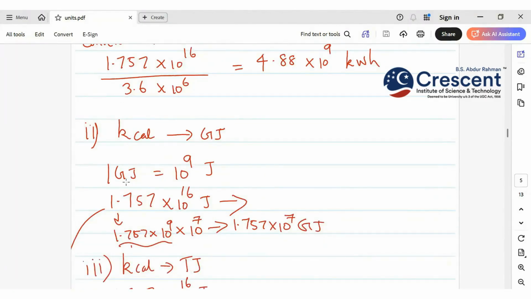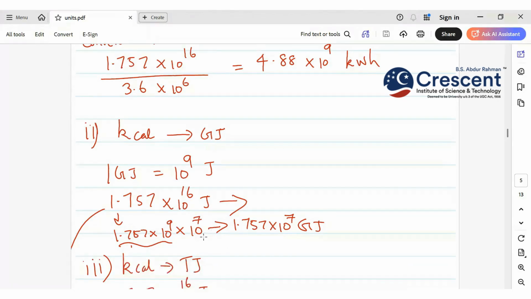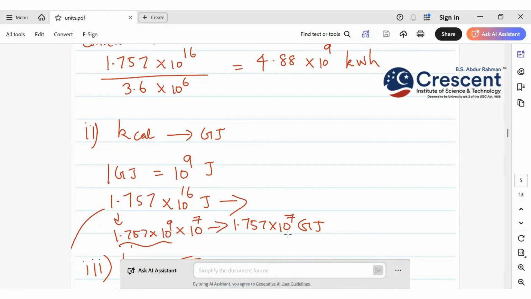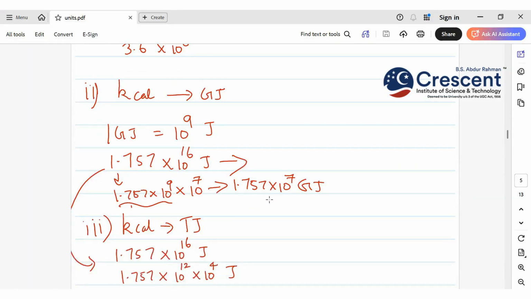Also, to convert kilocalories into gigajoules, 1 gigajoule we know is 10 power 9 joules. So already we have in the previous step 1.757 into 10 power 16 joules. You make the necessary conversion so that you can represent it as gigajoules. So this 10 power 16, I am writing it as 10 power 9 into 10 power 7. This 10 power 9 is gigajoules, and 10 power 7 is the remaining thing. So this is 1.757 into 10 power 7 gigajoules.